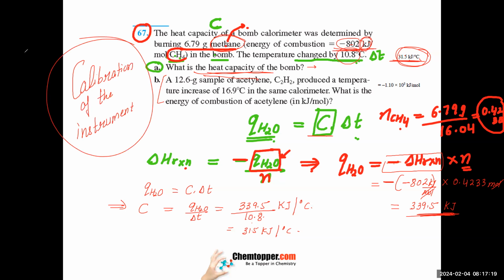Without the heat capacity, you cannot use it because you are going to use this equation. If you don't know C, how are you going to use it? How are you going to calculate Q water? If you don't know Q water, how are you going to calculate delta H reaction? So knowing this C value, the heat capacity, is very, very important.